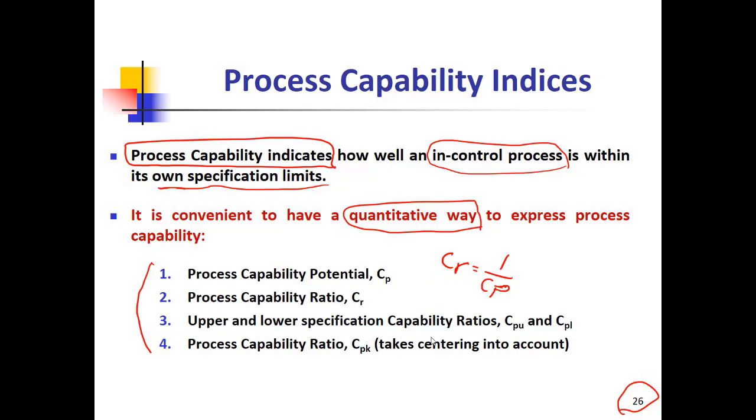Upper and lower specification capability ratio is another quantitative parameter that we will calculate. And finally, process capability ratio, CPK, where we take the centering into consideration. You will also see what that means. It means that we consider whether my data are well distributed in the center or far from the center.